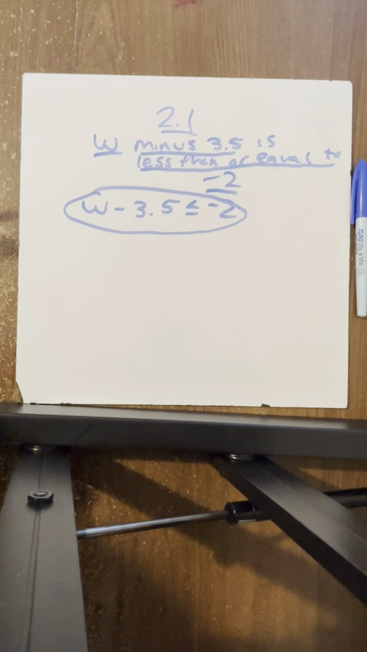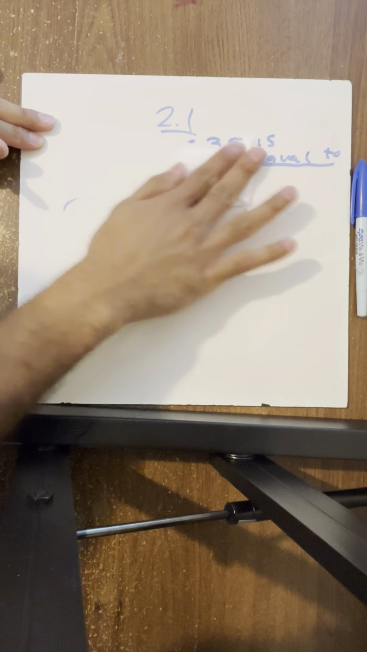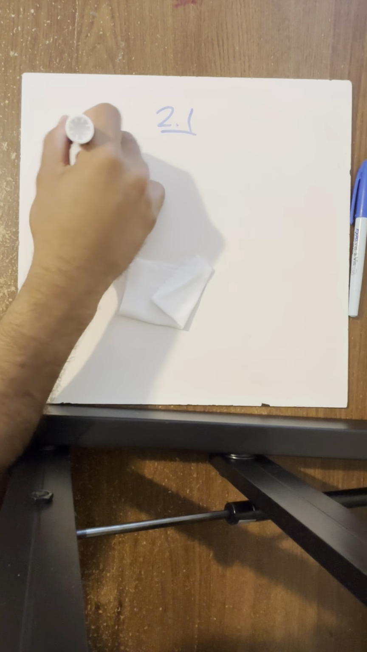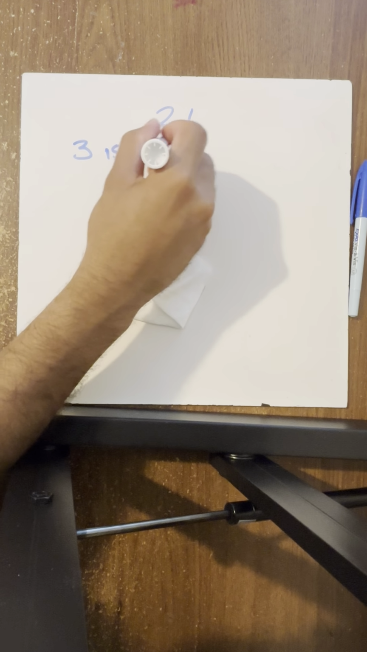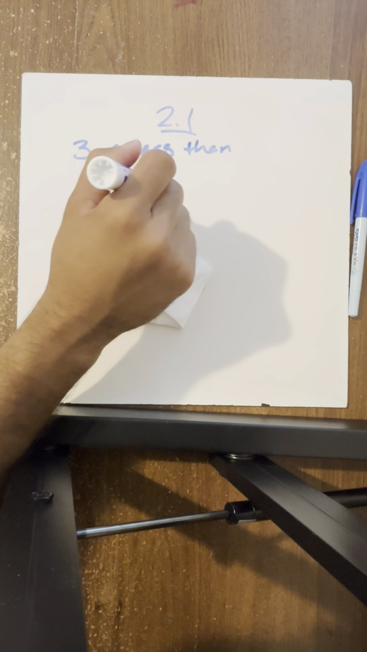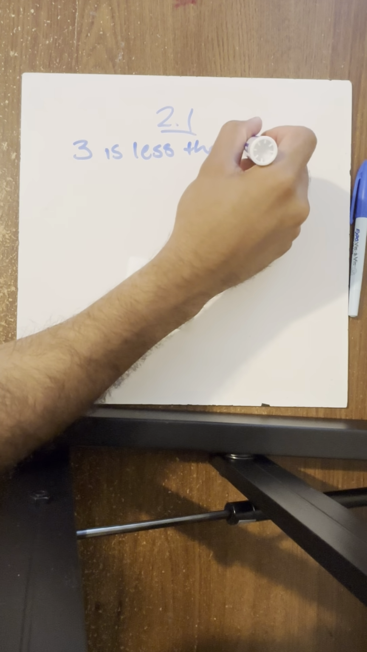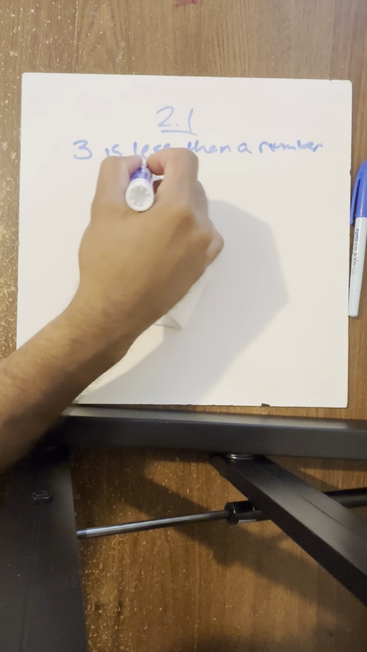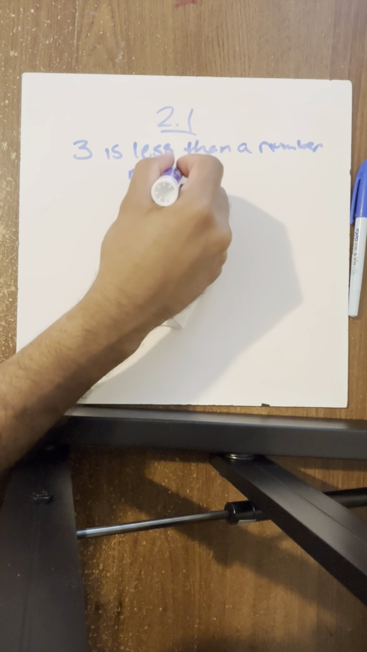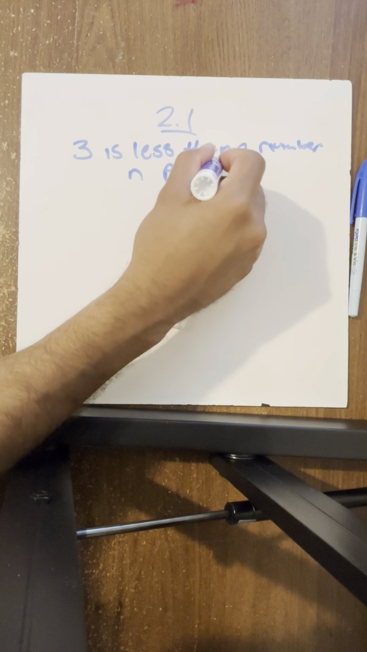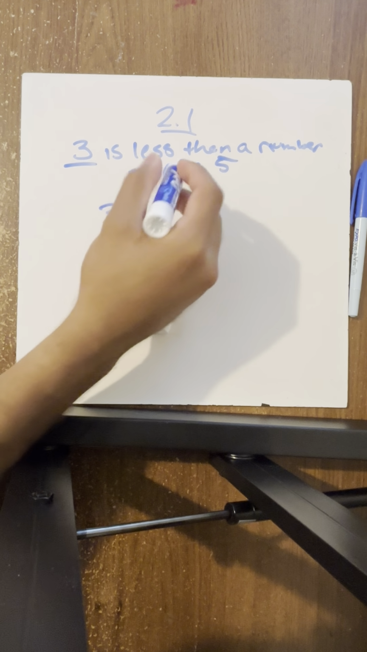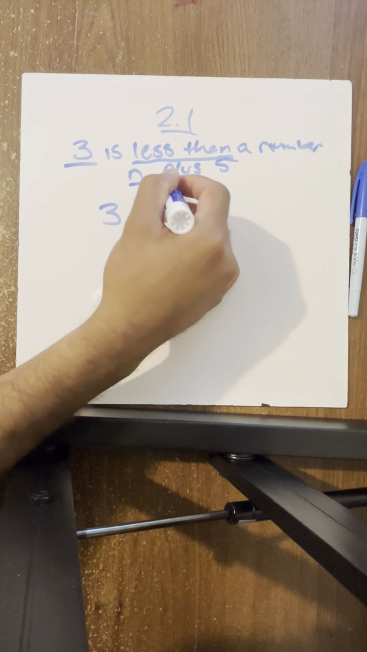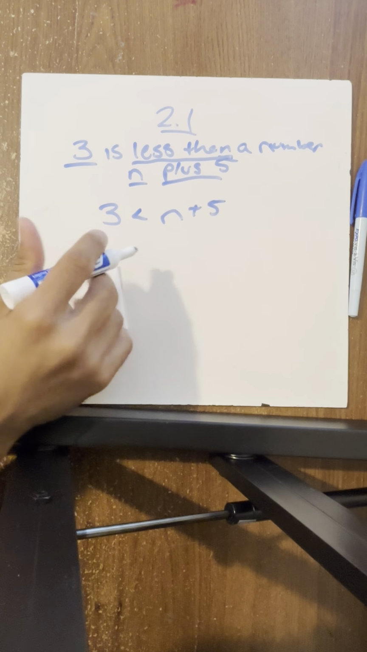Okay, let's take a look at a similar question. If it says 3 is less than a number n plus 5. So, 3 is less than a number n plus 5. And that is our answer.